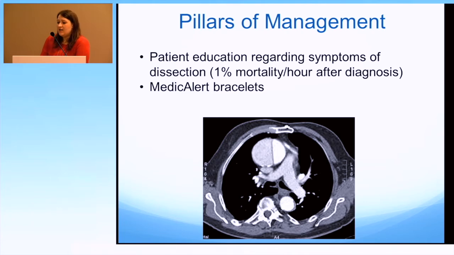So we know that even after diagnosis, there's a 1% mortality per hour in a type A dissection. And you can see here, this is a CT scan, and this is the tear. This is the rip in the aorta, and that's not good. So, we want people to get to attention as quickly as possible. In clinic, I always ask every one of my patients, do you know what a dissection would feel like? Do you know what you're supposed to do? How do you get to the emergency department? Do you drive yourself? Do you have somebody else drive you?